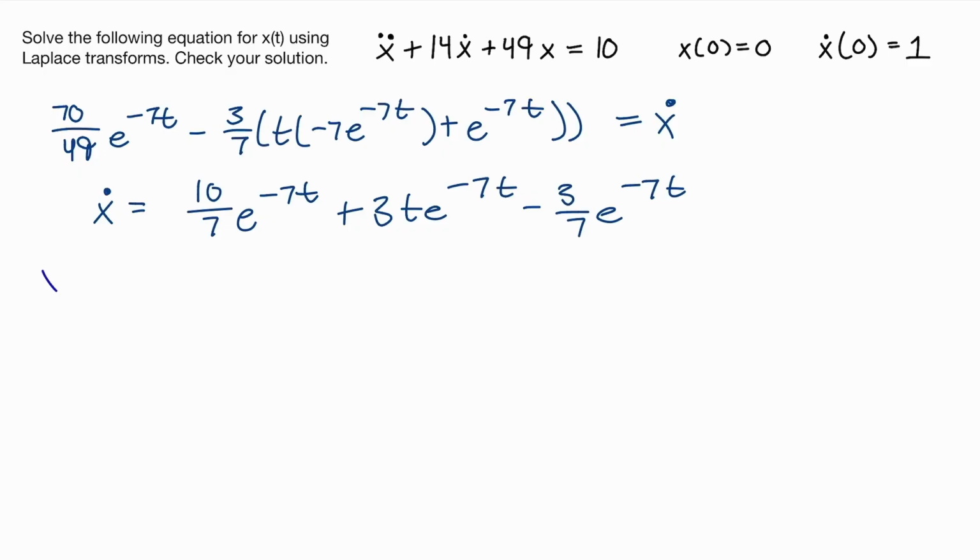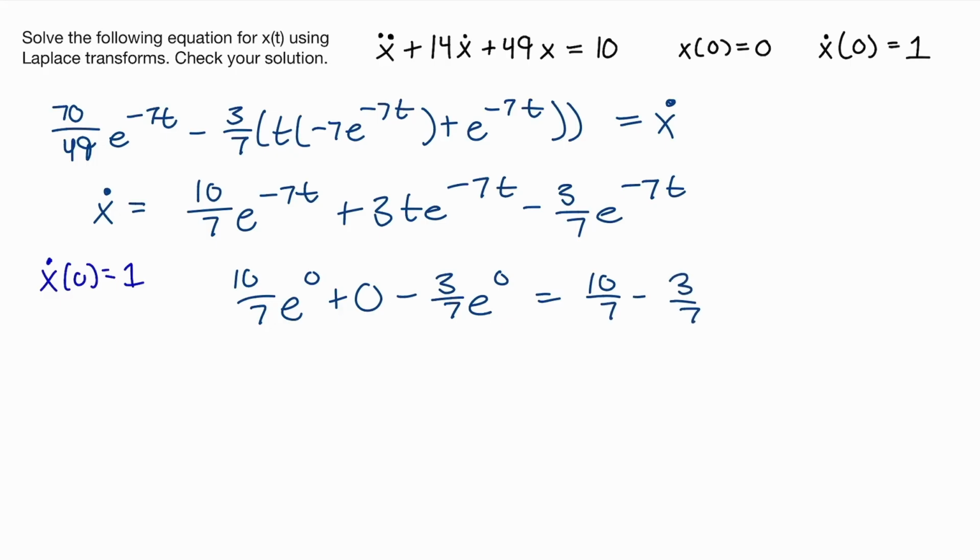So remember, we're plugging in our initial conditions. When we plug this in, we get 10 over 7 e to the 0 plus 0, because this t term will just multiply and make everything 0, and then minus 3 over 7 e to the 0. Remember, e to the 0 power is just 1. So we end up with 10 over 7 minus 3 over 7, which equals 7 over 7, which equals 1. So this checks out. Our last check that we need to do is the equation.